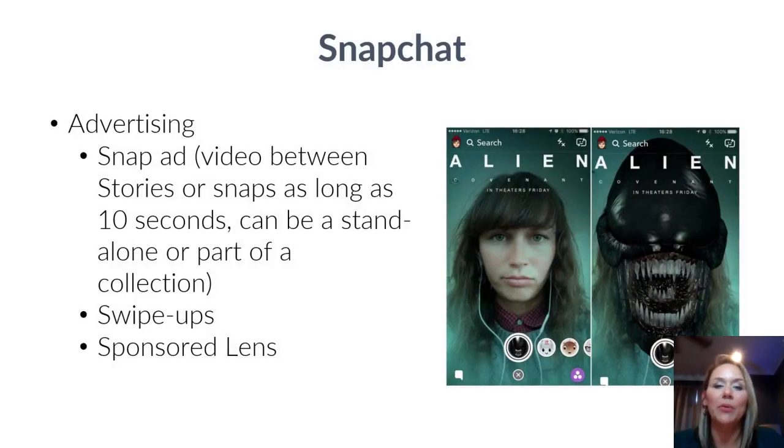And here is an example of how you can advertise on Snapchat. So you can have a Snap ad, which is just a video between stories or between snaps as long as 10 seconds, but it can be standalone or it can be part of a collection. And then you can have swipe ups or sponsored lenses like the one that you see here. So it was really one of the first platforms to offer something like this, and now you see it through a few different social media platforms. But anyway, so this is pretty cool.